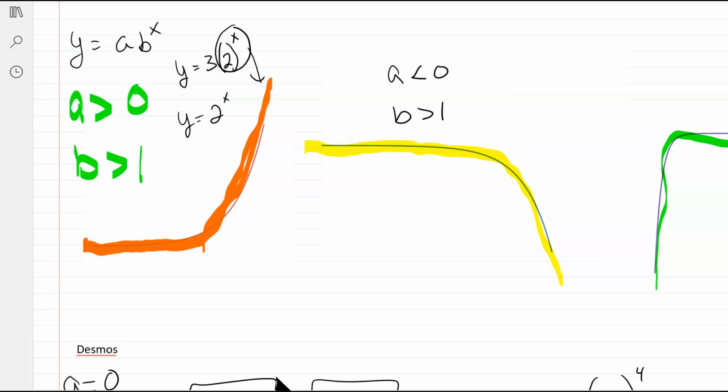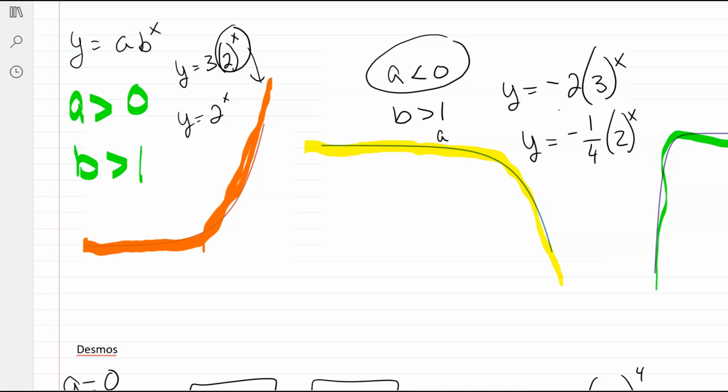Okay, so anything like y equals 1/2. Oh, less than 0. So negative 1/2. Or let's just make it a whole number just for fun. Negative 2 times, and b has to be greater than 1, so like 3 to the x power. And again, it's not negative 6 to the x. And a could be, so it actually can't be 1. Okay, and there are a couple of examples that will give us this kind of function, this kind of graph.